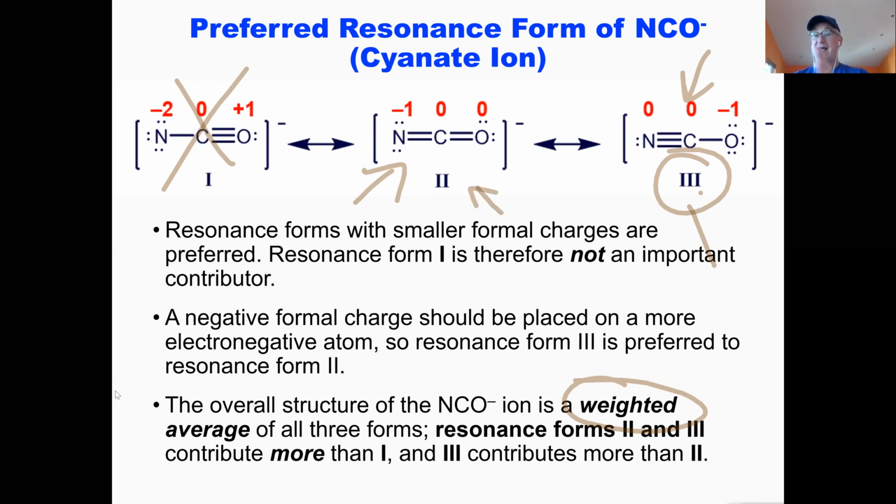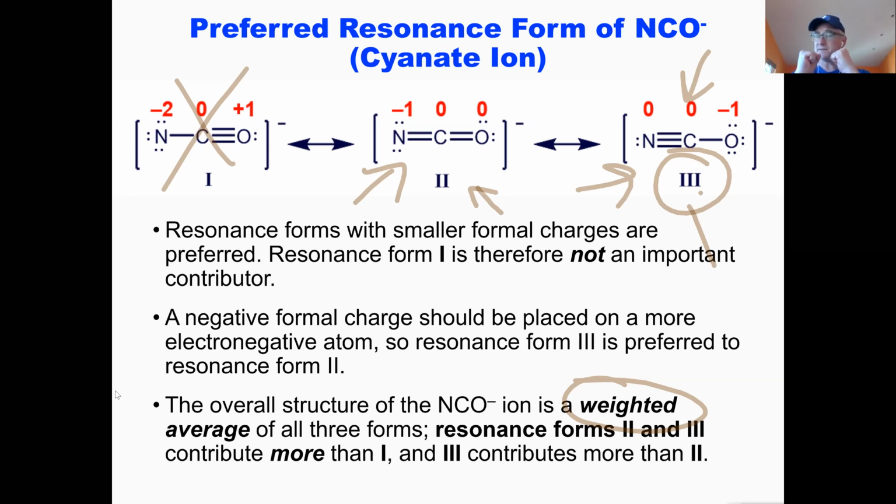So the weighted average is going to mostly look like the third, not a tiny bit like the second, maybe a little bit more of a distribution of electrons closer to the nitrogen, but mostly closer to the oxygen. So the most important form is the third one. Okay. Any questions about that? Like why one is more likely than the other?